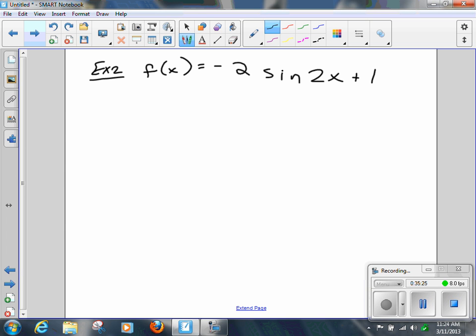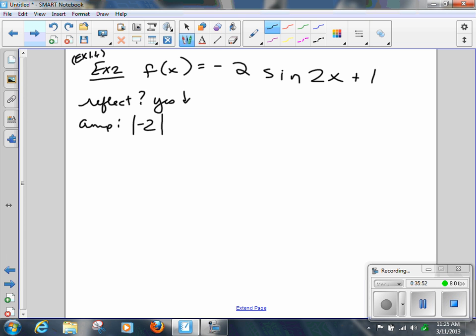This was example 1.6 from the other day. If you have it in your notes, fine, but we're doing it again anyway. All right, so here we go. Does it reflect? Yes or no? Yes. That means the sine curve goes which way? Down. Very good.